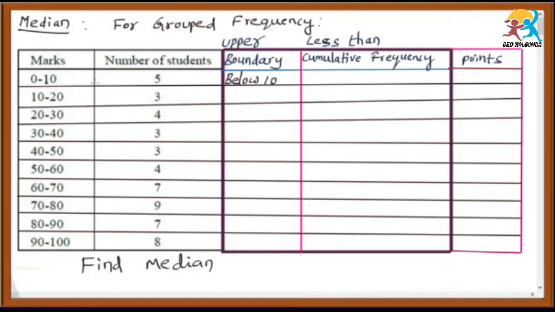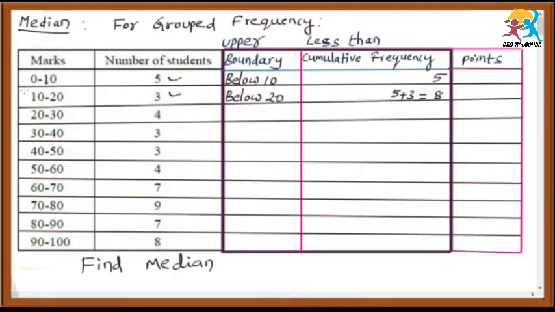The number of students who got below 10 marks is 5 students. So in the cumulative frequency, we have to write 5. And for the second class interval 10 to 20, we have to find out the number of students below 20 marks. So in the upper boundary column, write below 20. Number of students who got below 20 is these 5 students as well as these 3 students. So 5 plus 3 is equal to 8. 8 students got below 20 marks. Cumulative means we should add, 5 plus 3 is equal to 8.